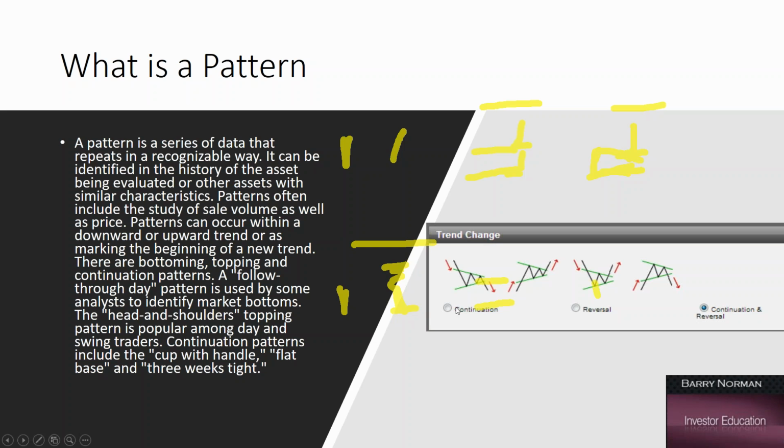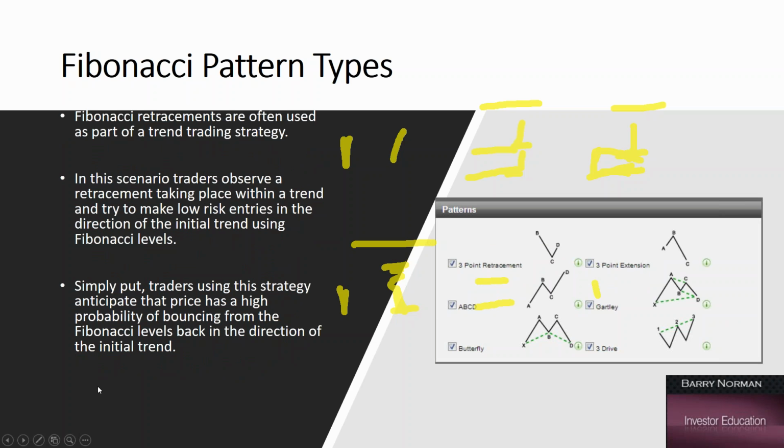But you have to be able to recognize continuation is when price breaks out and continues in the direction of the trend, the prior trend. When you have a reversal, it's when price breaks out in the opposite direction of the existing or the previous trend. So this is why you need to look at them.